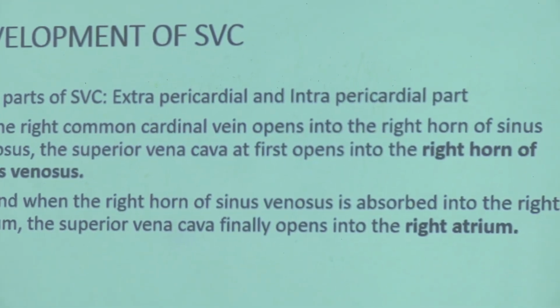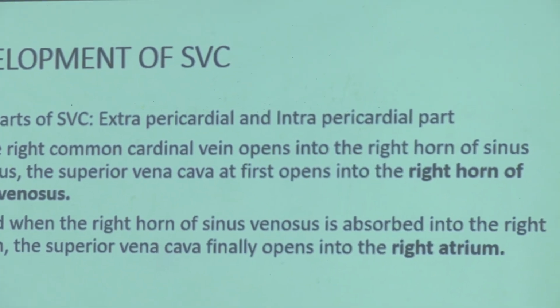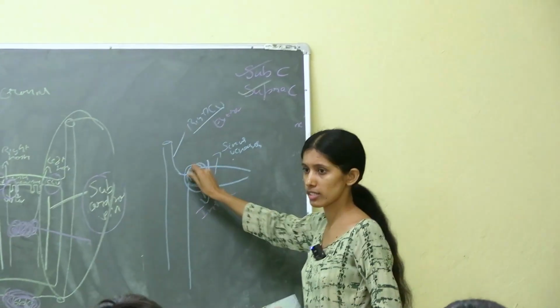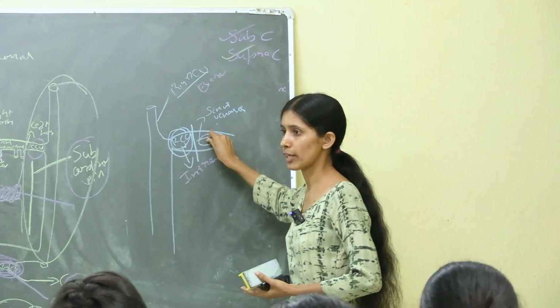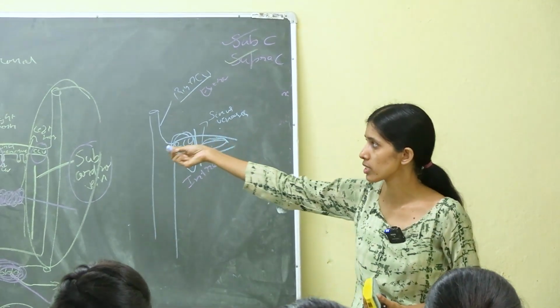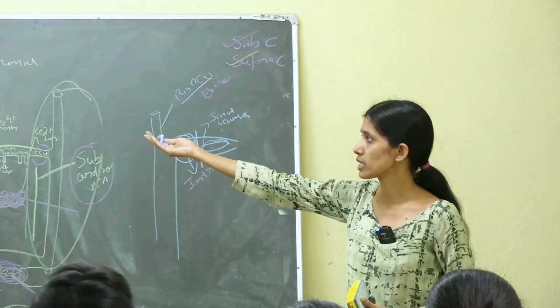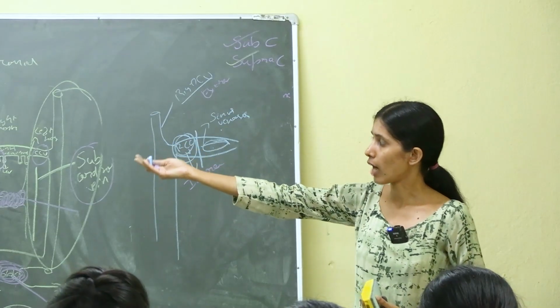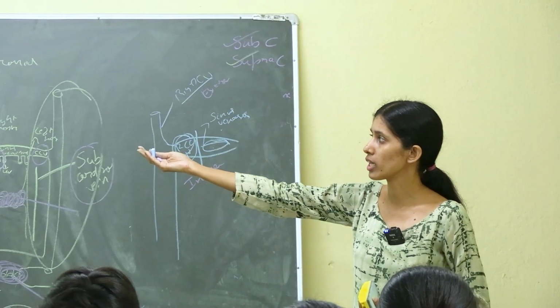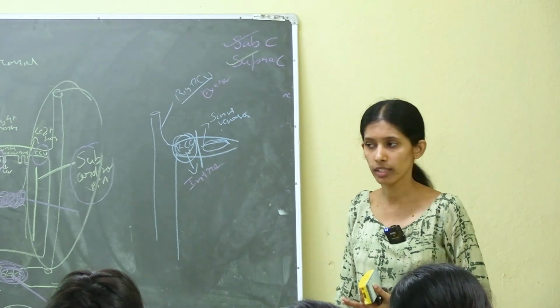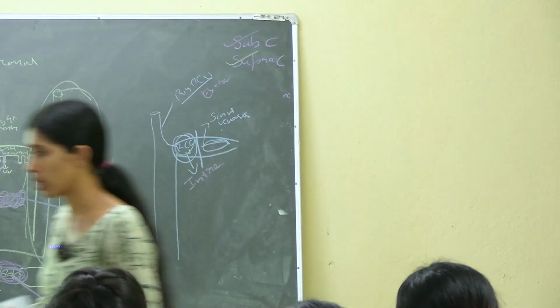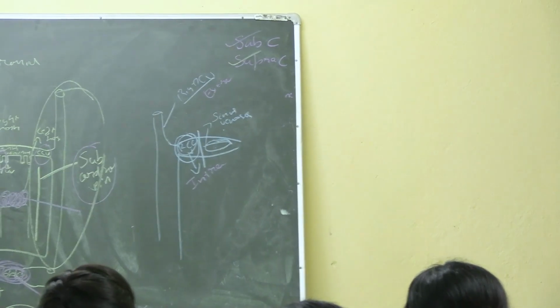It's nothing but this right common cardinal vein opens first into your right horn. This is the right horn. From the right horn, it enters into your venous sinuses or sinus venosus, and in the sinus venosus it gets absorbed. After the absorption, your superior vena cava finally opens into your right atrium. That's all about the development of superior and inferior vena cava.